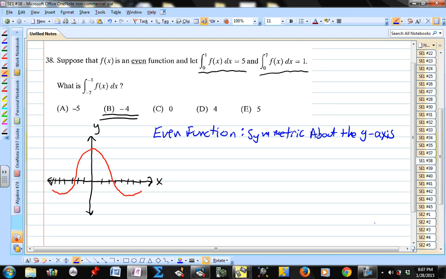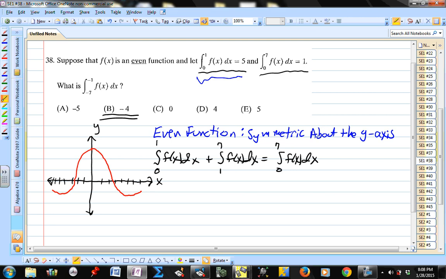Now the graph that's illustrated is an even function. It's not drawn to scale for this problem, it's just meant to illustrate what an even function is. Now let's review some properties of integrals. If you remember, the integral from 0 to 1 of a function plus the integral from 1 to 7 is equivalent to the integral from 0 to 7.